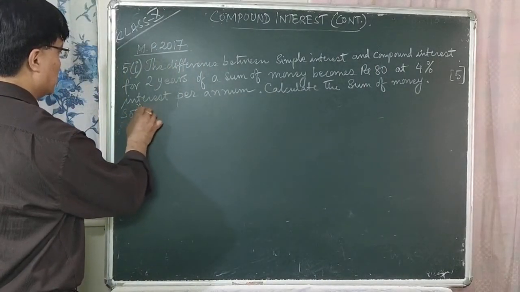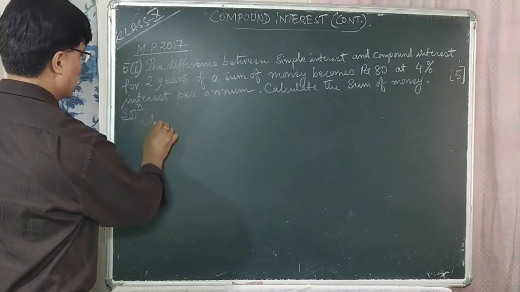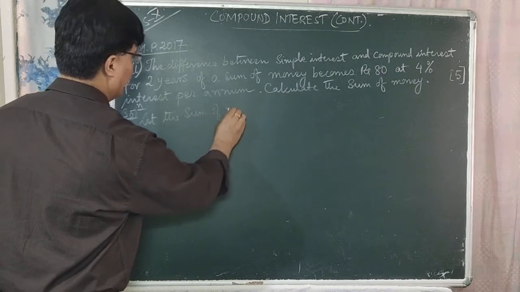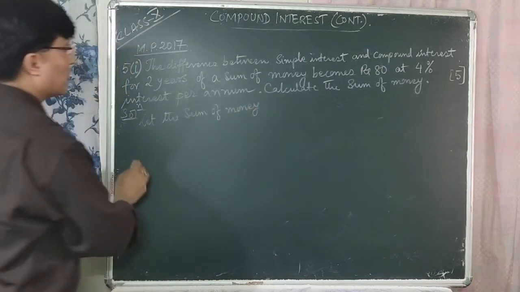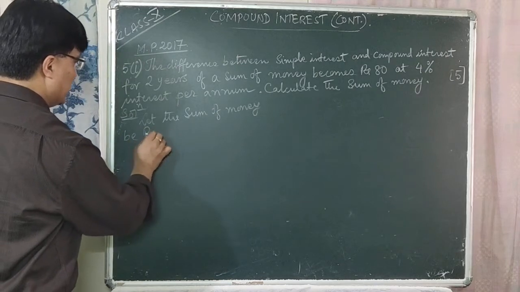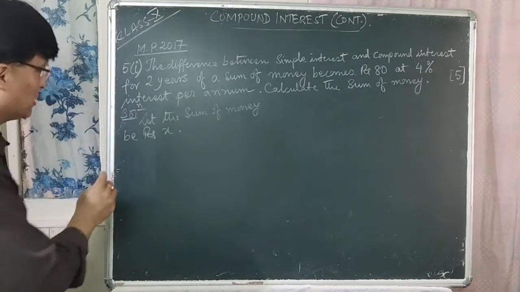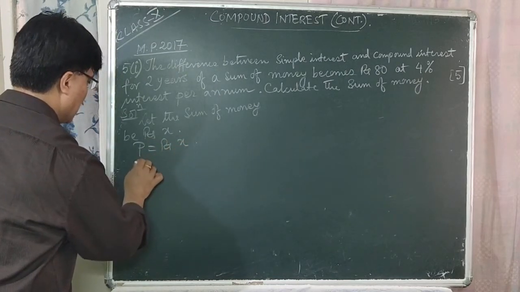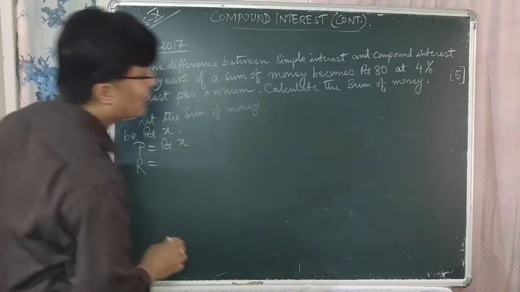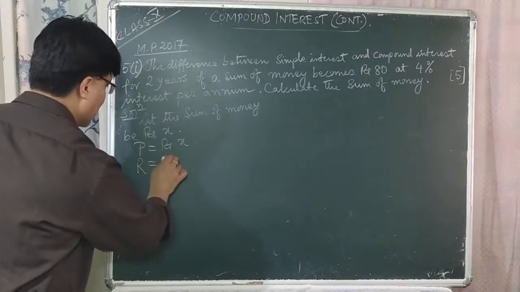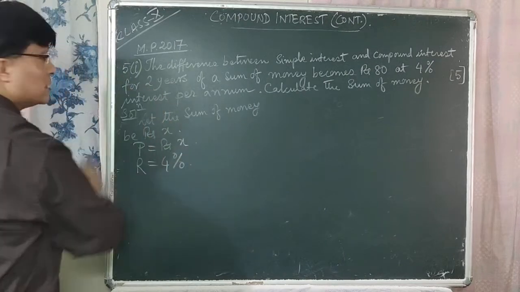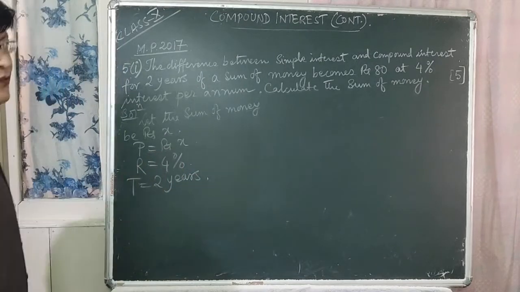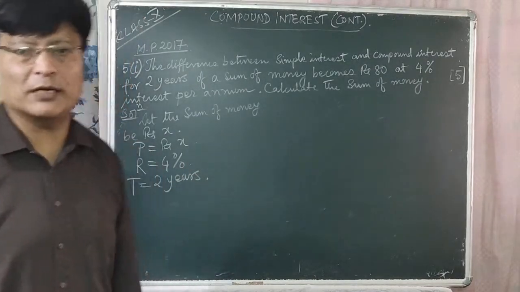So solution. Let the sum of money be rupees X, right? Now this is your principal. Okay, so P is equal to rupees X. What is the rate of interest per annum? It is given 4%, right? For how many years? T is equal to how many years? 2 years. Now first of all, let us calculate the simple interest now.